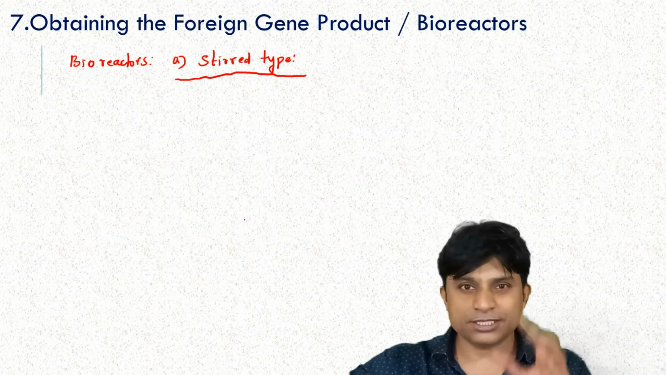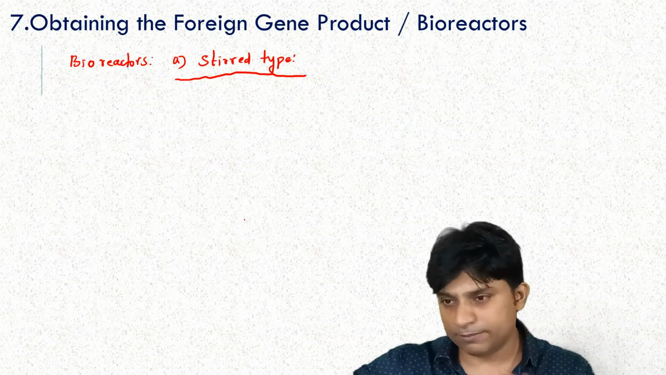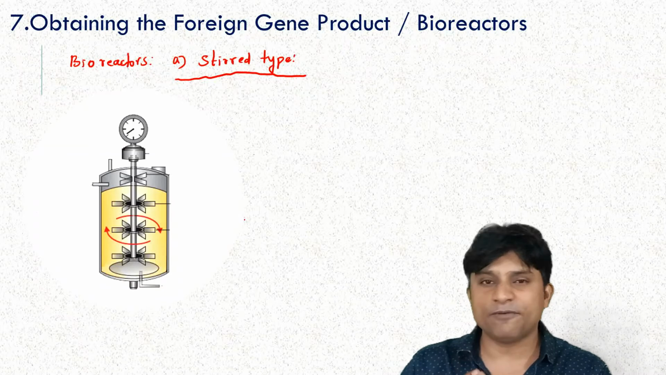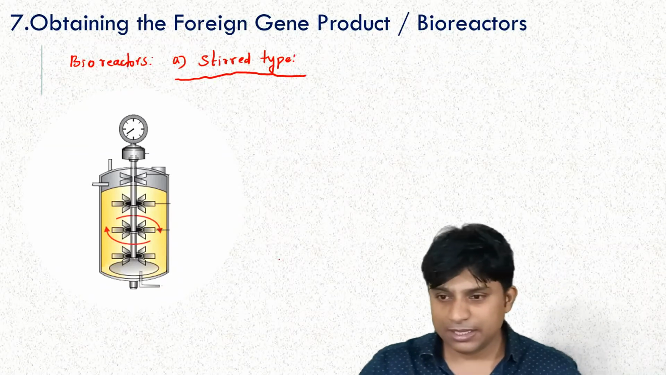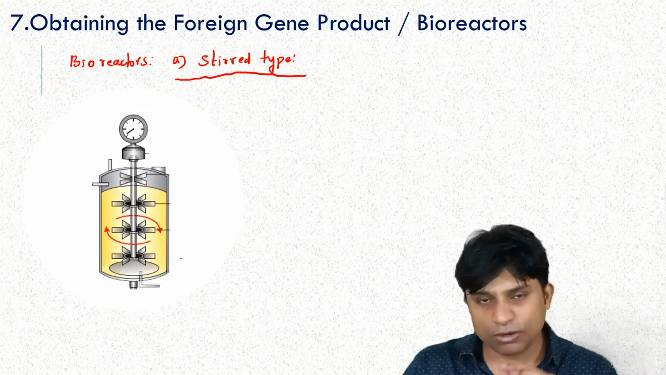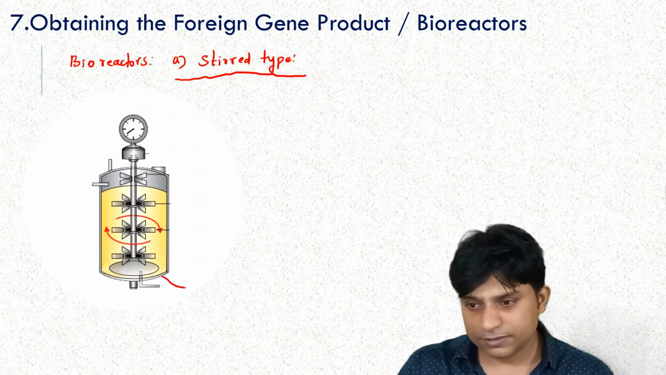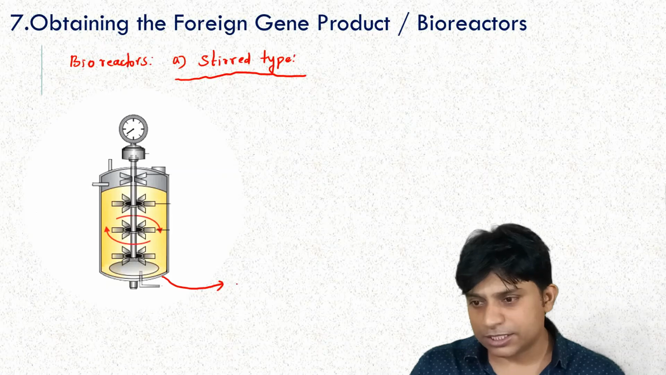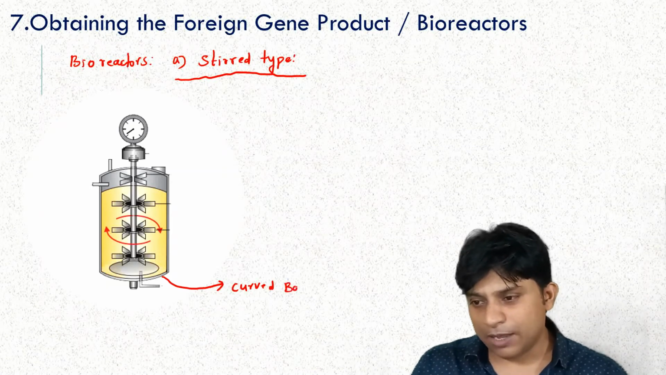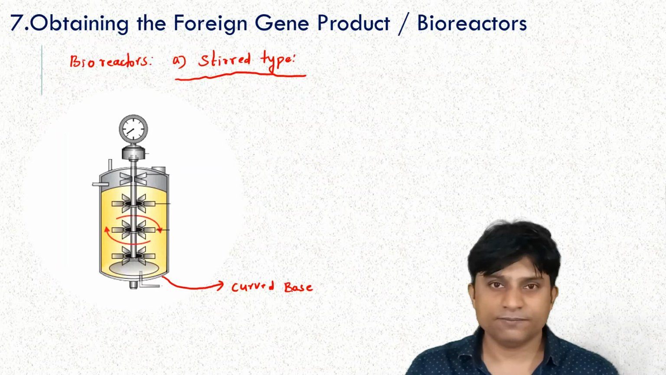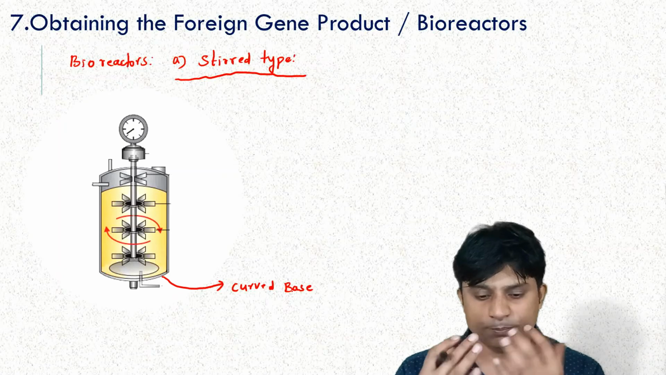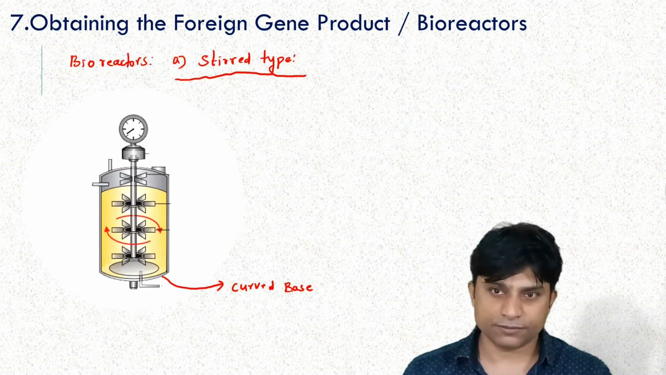So let us look at the setup of this stirred type of bioreactor. So guys, this is a stirred type of bioreactor. Here, just observe this bioreactor. The base of this is a curved base, you can see this is a curved base. Now this curved base is for uniform aeration and thorough mixing. That's the reason why it's a curved base.